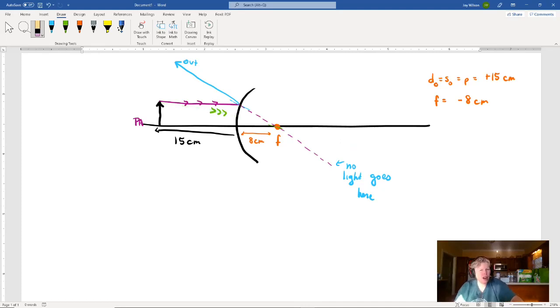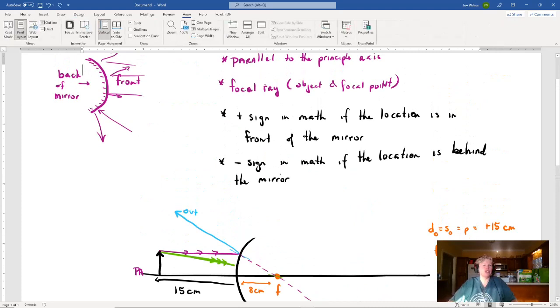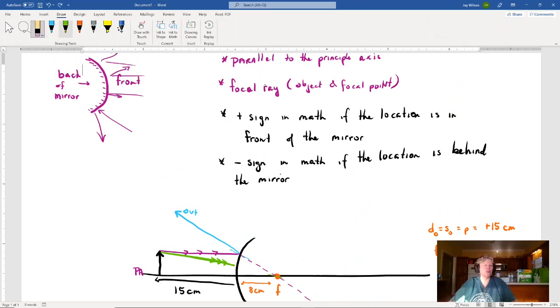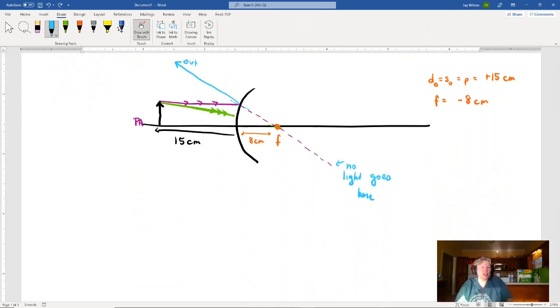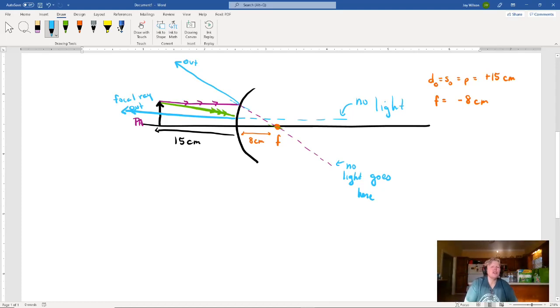So the outgoing ray is going to come out, sorry, having a little bit of a computer funsies. It's going to hit the mirror right there, and it's going to come out parallel to the central axis. So this is the focal ray out. So our brain thinks it came from back here. Now notice, no light goes here. There is no light here. None. But our brain tells us there is light here.